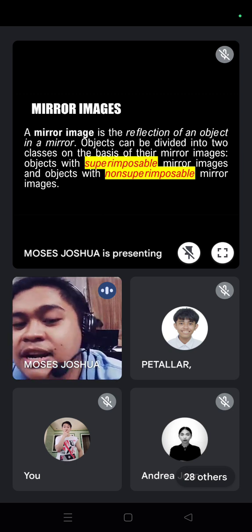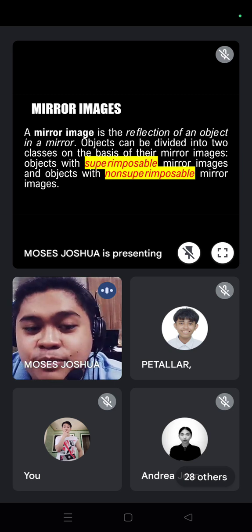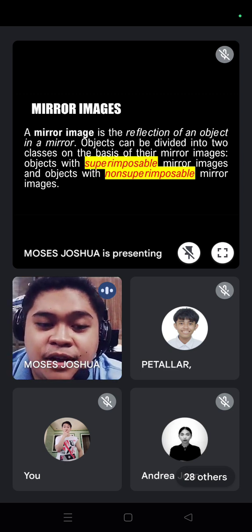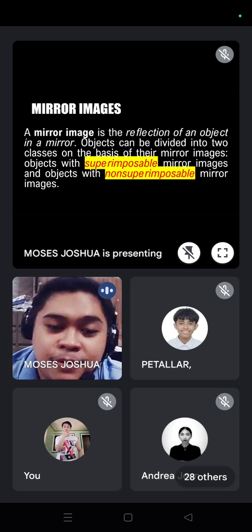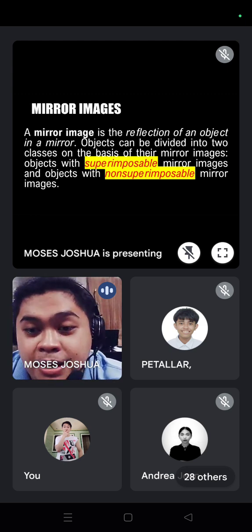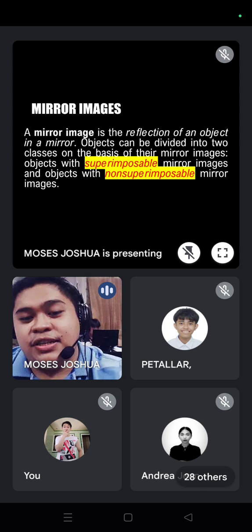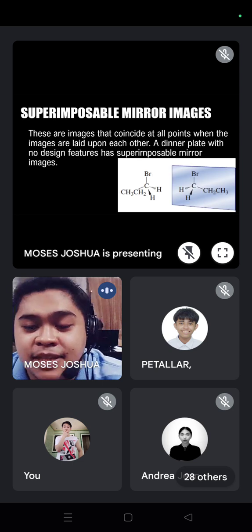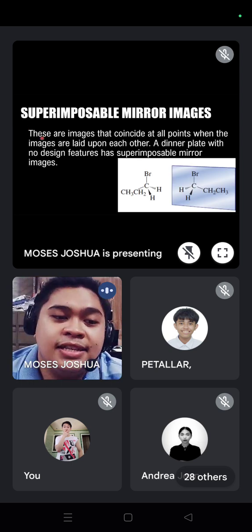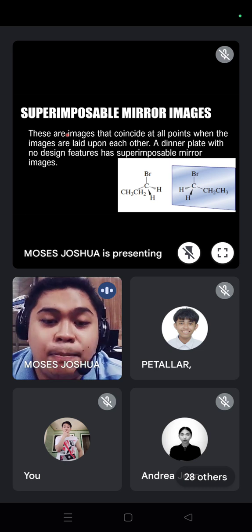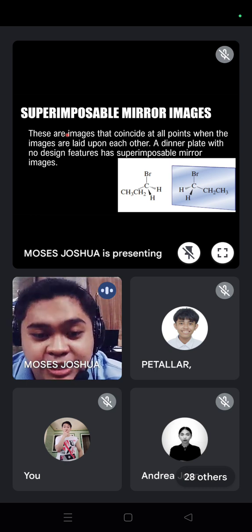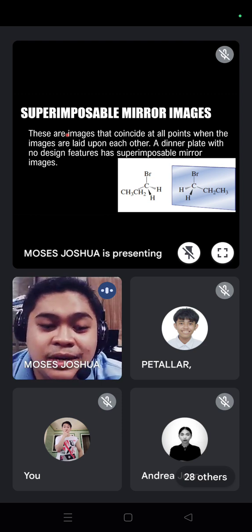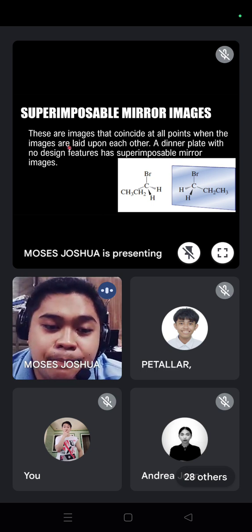So again, when we say mirror image, it's just the reflection of an object in a mirror. And we have two major divisions of these images. We have the superimposable and non-superimposable mirror images. So let's define each type of mirror image. Let's start with the superimposable mirror image. So these are images that coincide at all points when the images are laid upon each other. So naka-mirror effect siya. For example, a dinner plate with no design features has a superimposable mirror image.